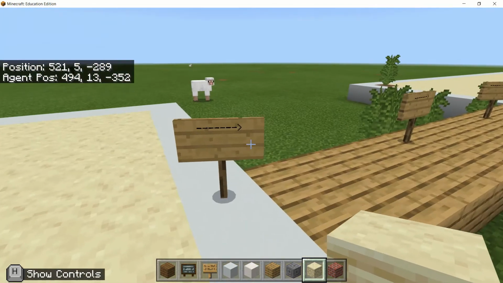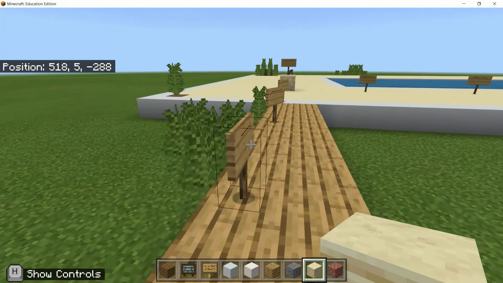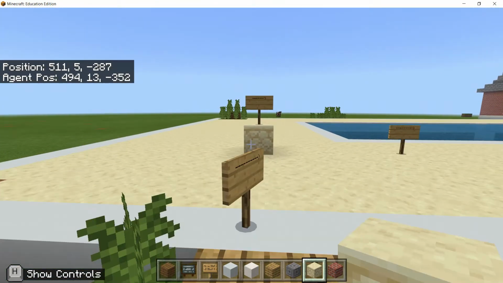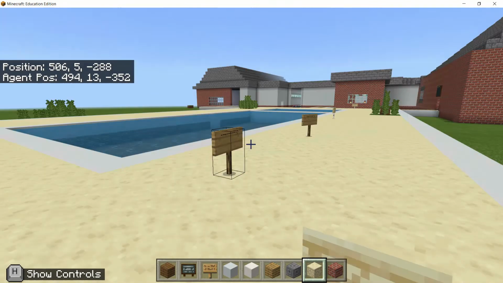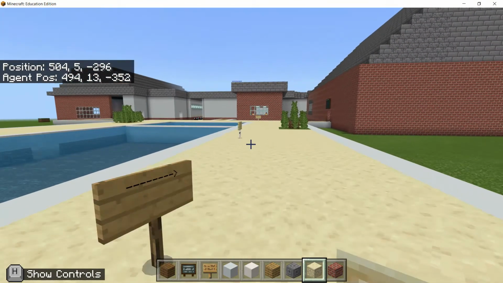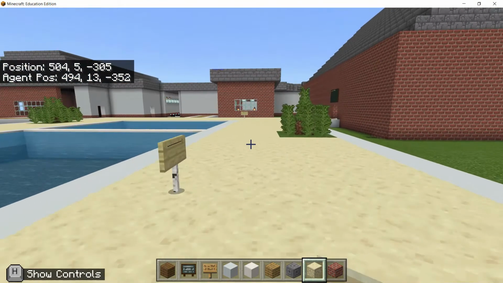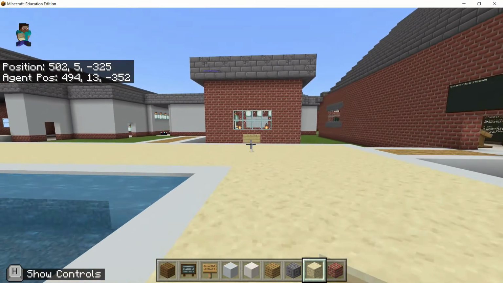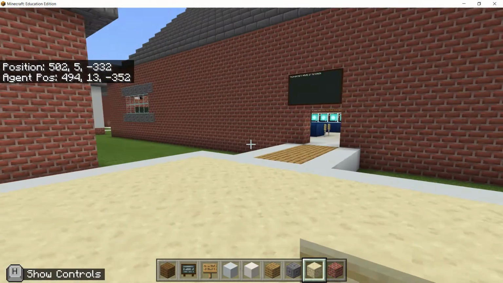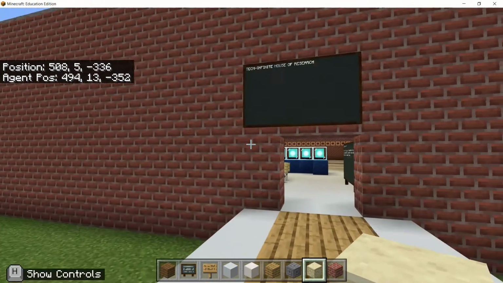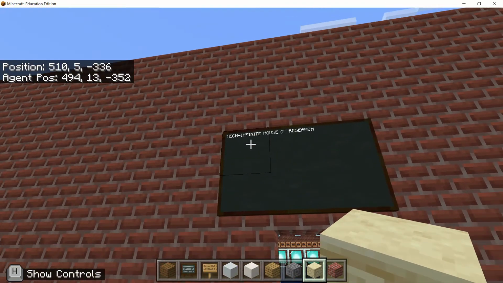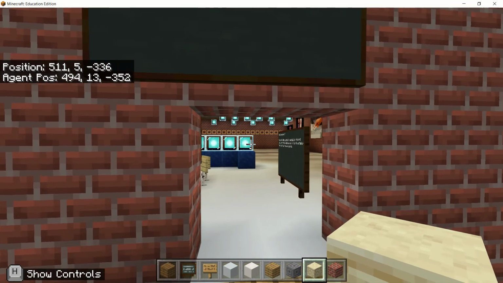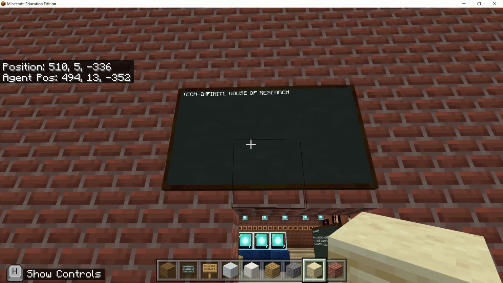So here we have arrows. Let's follow the arrows. Let's see what happens. So it's here. Let's keep going. We get another arrow here. So yeah, it says Tech Infinity House of Research. This is the research house where the user will get all the information.